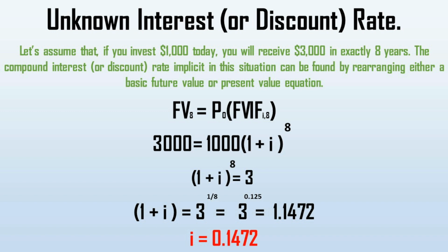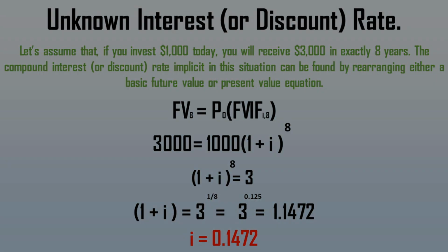When you solve this 1 divided by 8, you are going to get 0.125. So 3 to the power 0.125 will be 1.1472. And in the last step, this 1 is shifted to the other side and that will be negative. So the answer we get is 0.1472, that is 14.72%. So that's how you can calculate the unknown interest rate if it is not given in the problem.